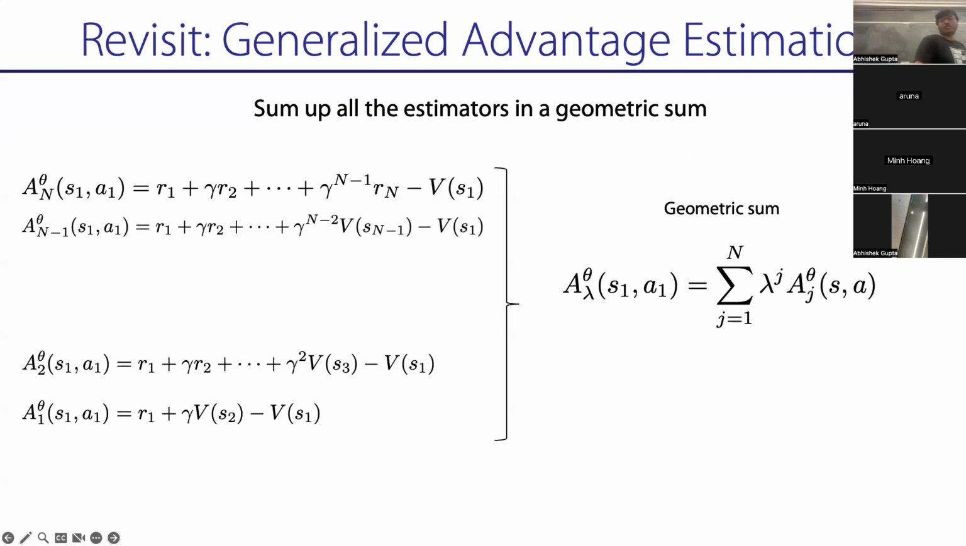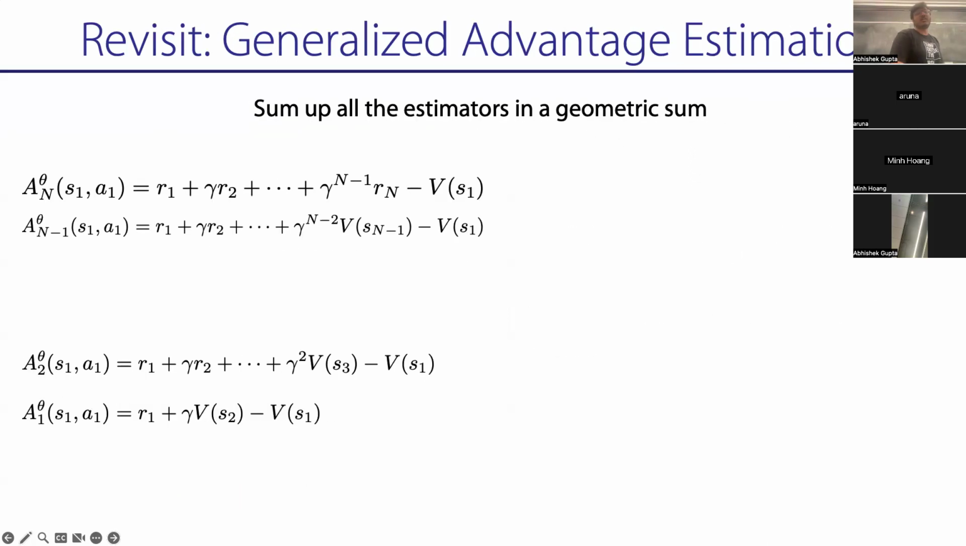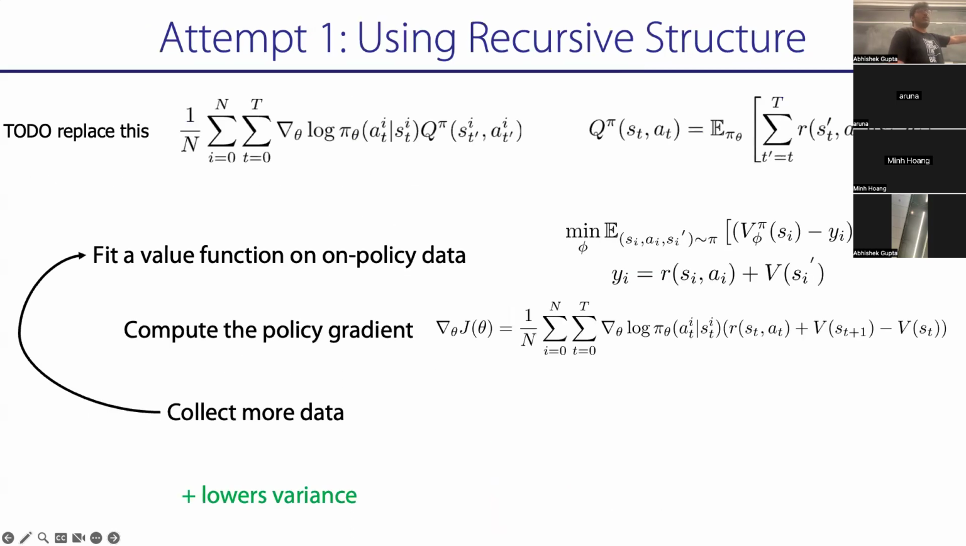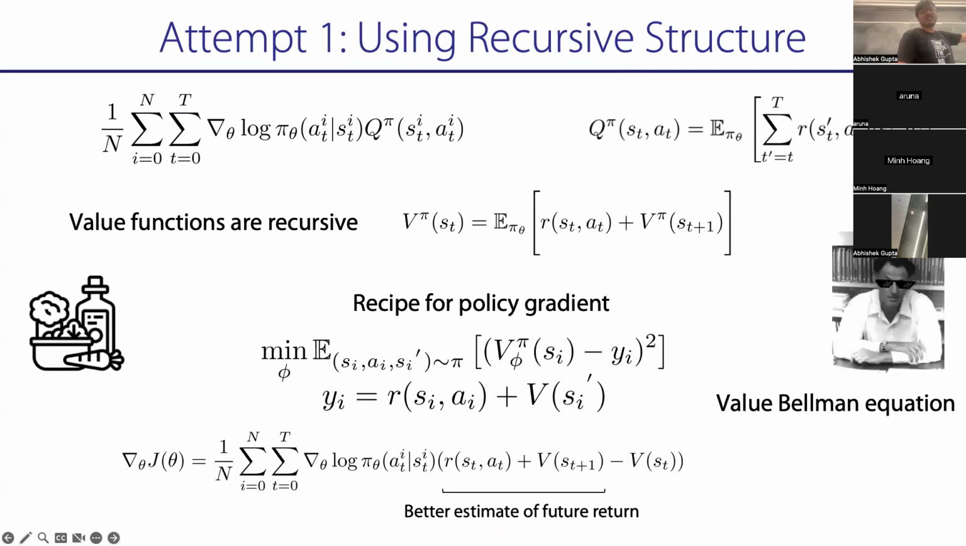So the main point I want to make is that we can rederive all the stuff we did for GAE from the perspective of the Bellman equation, where the Bellman equation is literally just saying value at state S is equal to R plus gamma times value at the next state.